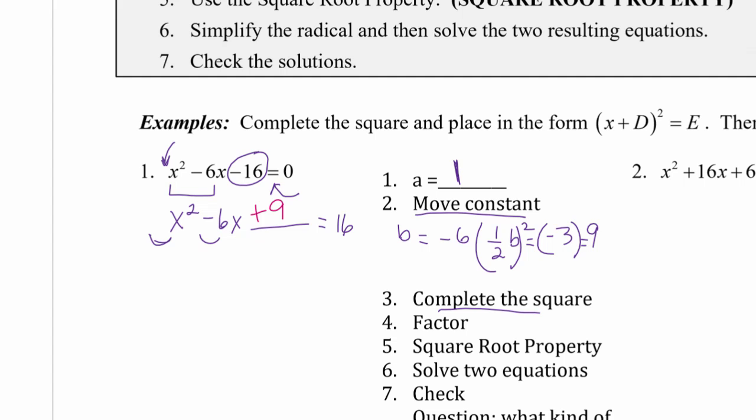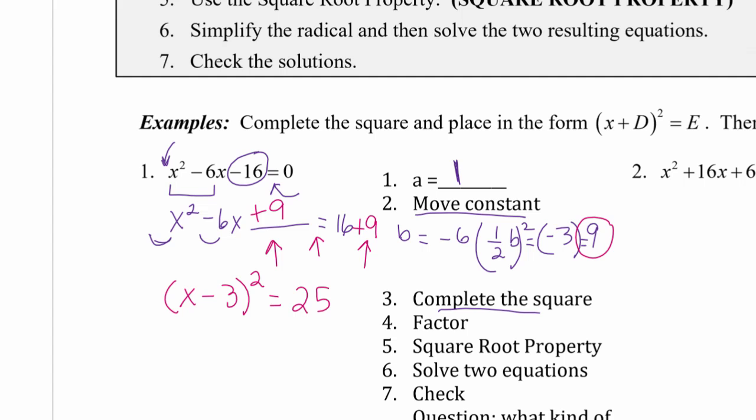Now, here's the thing. Because we have an equation, if we add a 9 to one side, we have to add it to the other side. So this is different than last time, right? When we complete the square, when we take b and divide it by 2 and then square it, and we get that new number, it's going to get added to both sides of the equation. All right, then we're going to factor on the left. So that's x minus 3 squared equals, over here we have 25.